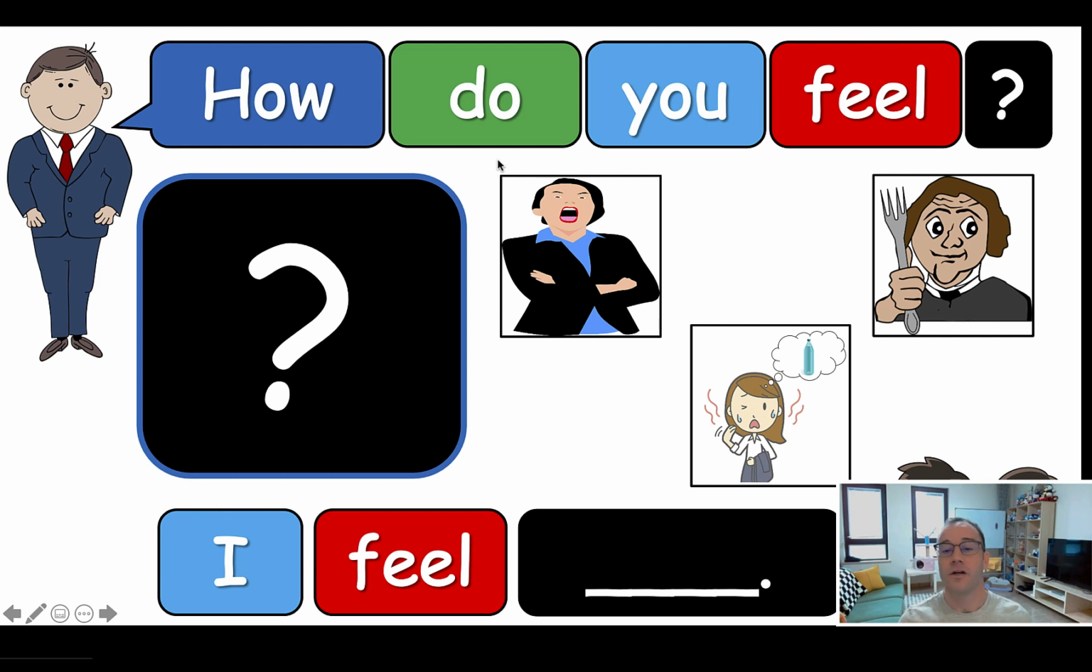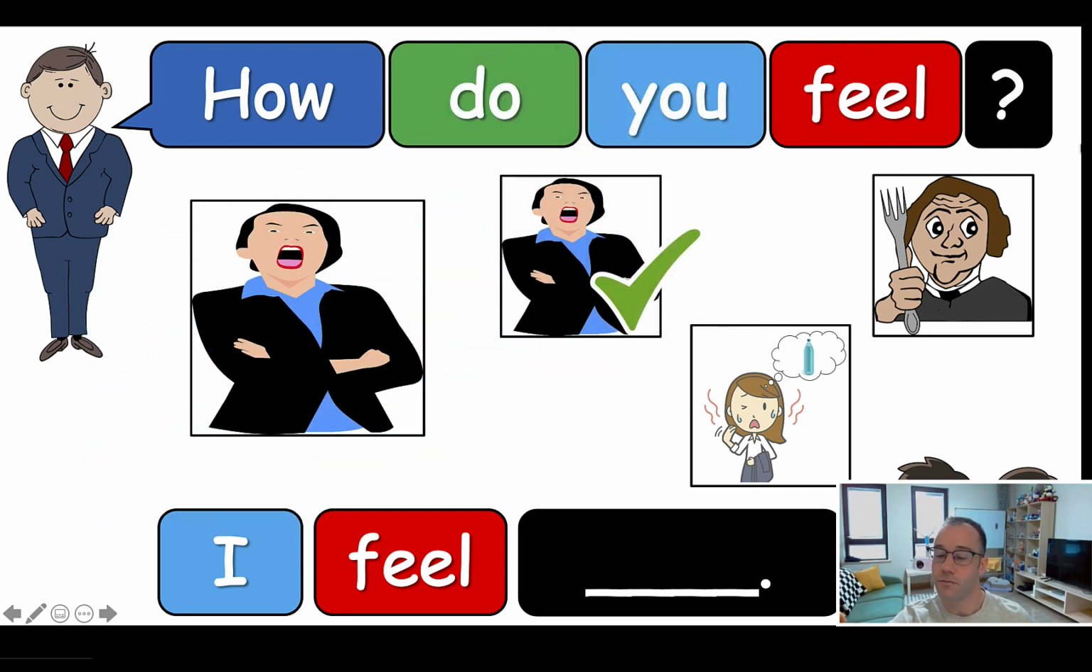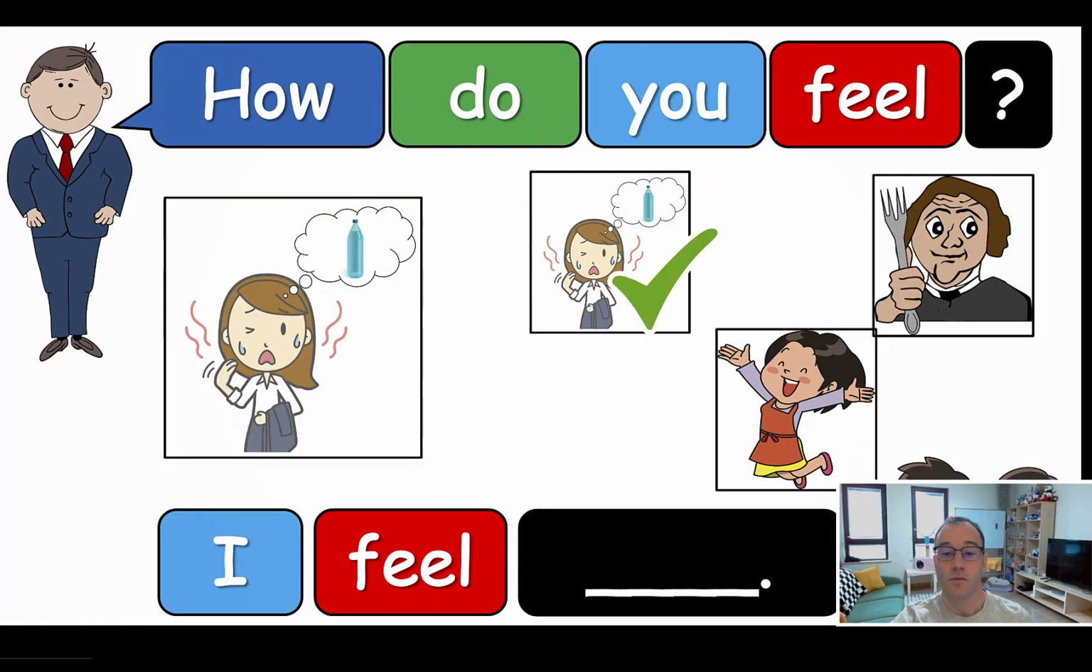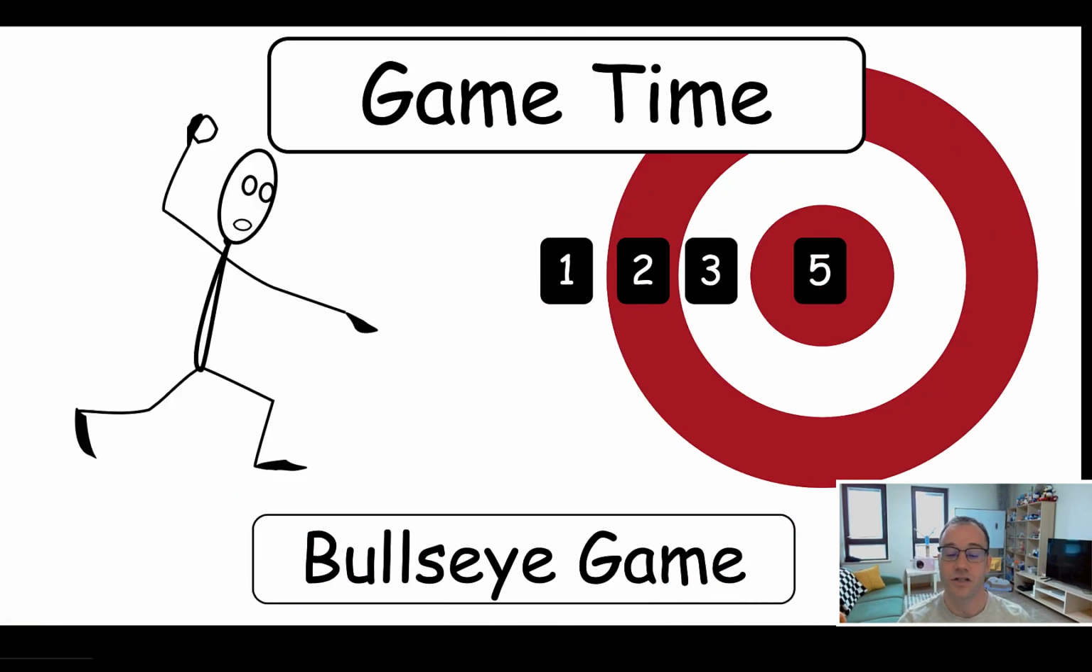How do you feel? Each student guesses with the full sentence. I feel frustrated. Okay. I feel thirsty. I feel hungry. Then reveal the answer. Points are awarded. All right. A few rounds like this, and move on to the next activity, which is the bullseye game.